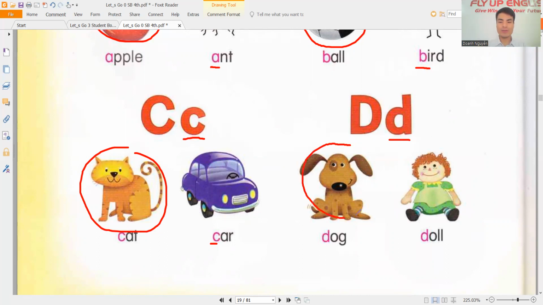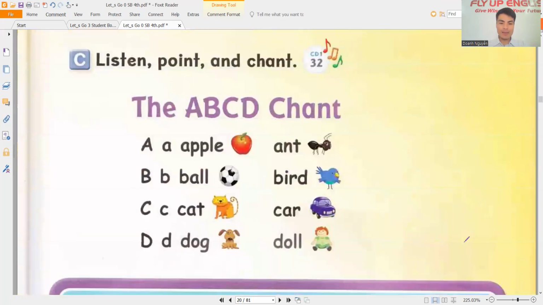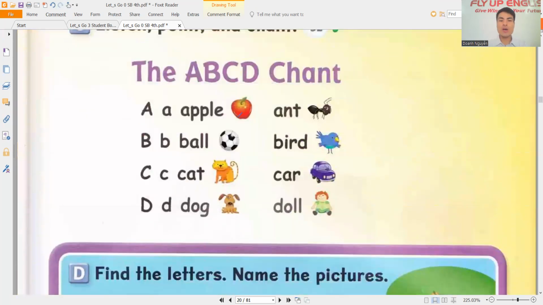Dog, doll. D, D, dog, dog. D, d, doll, doll. Good. Now, để cho mình có một bài chant.